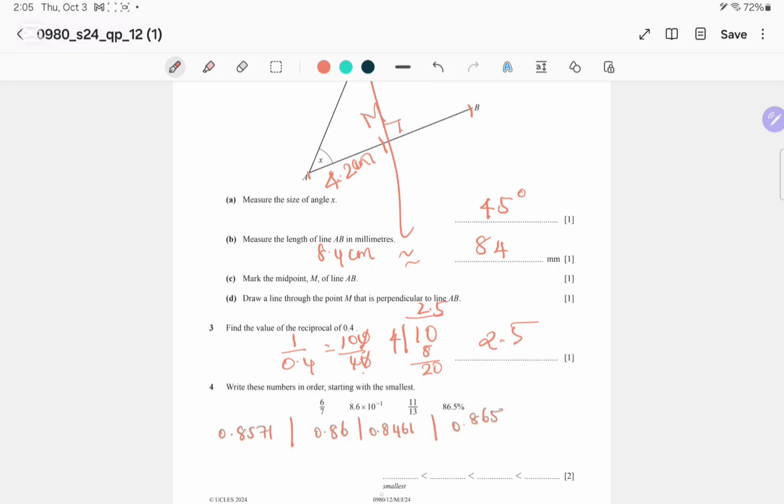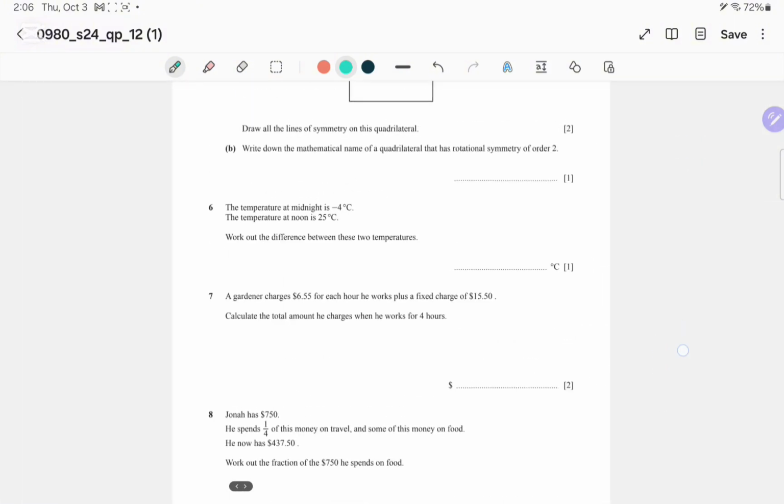Okay, these are the numbers. So we have to write from the smallest. Which is the smallest one here, 0.8461. Then 0.8571, then 0.86. I am writing it here because it is 0.865 there, so this will be the largest one. That's all.